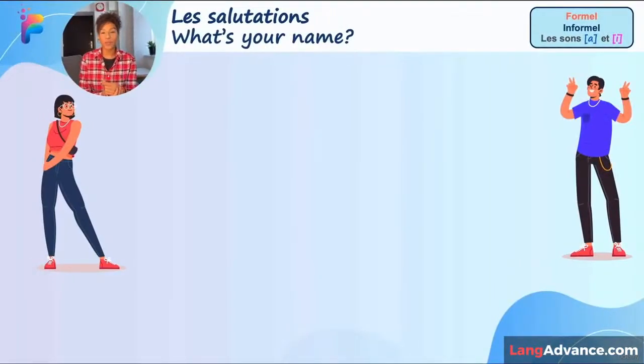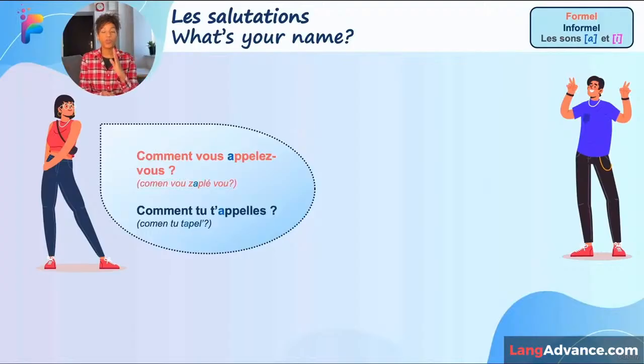What's your name? How do we ask somebody and how do we answer? Let's start with the formal way. Comment vous appelez-vous? Now, informal. Comment tu t'appelles? Formal answer first.